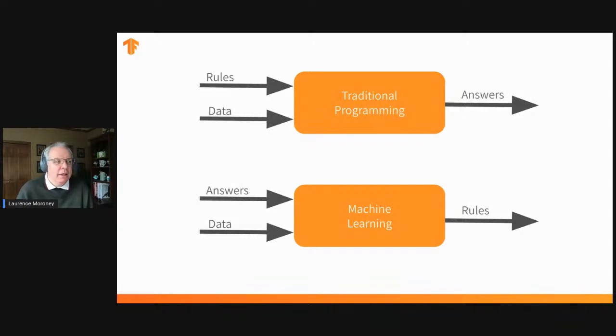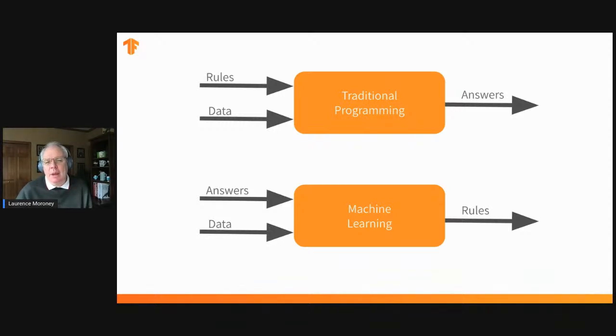Machine learning, the idea with that is that we just turn the axes around a little bit. And the entire revolution of machine learning and what machine learning is all about is just that. So if you look at the bottom diagram, instead of rules and data in and answers out, it's answers and data in and rules out.